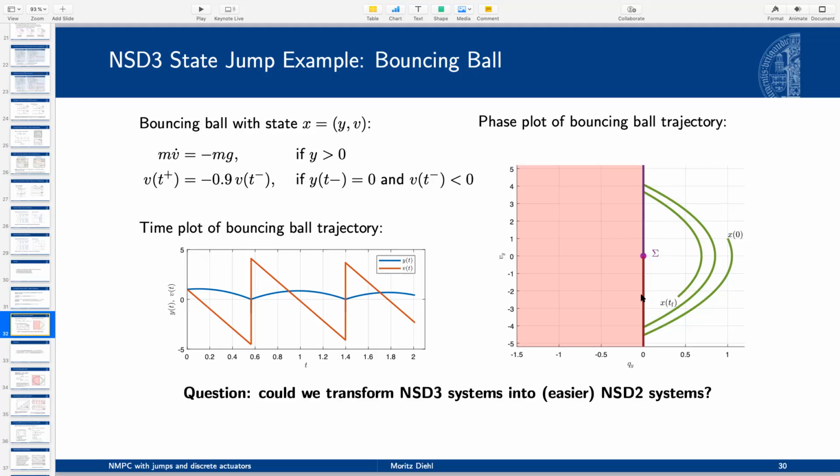X is the whole state, and Y, or QY in the plot, is the height of the ball, and V is the speed. I'm a bit sorry about the notation. Here I have variables Y and V, and in this plot, it's QY and QV.